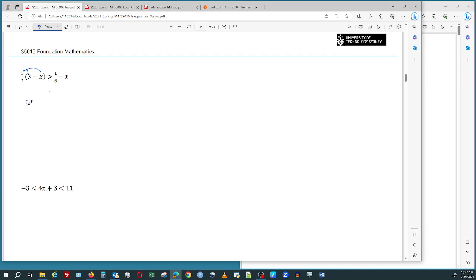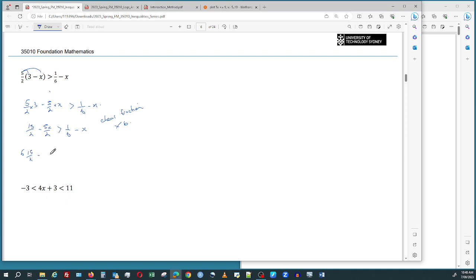5 on 2 times 3 minus 5 on 2 times x is greater than a sixth minus x. So these are 15 on 2 minus 5x on 2 and 1 on 6 minus x. So let's clear fractions. And what's the one that's going to help us the most? Well, we don't need to multiply. We could do 12, but 6 is just as easy. So everything gets a 6.